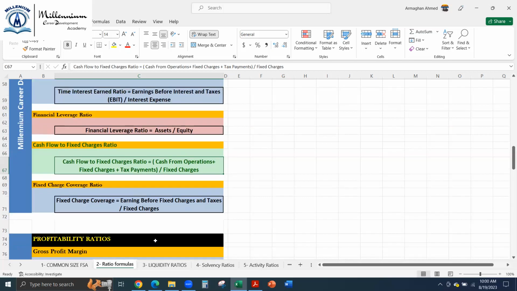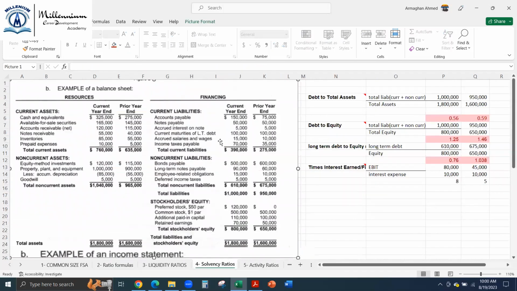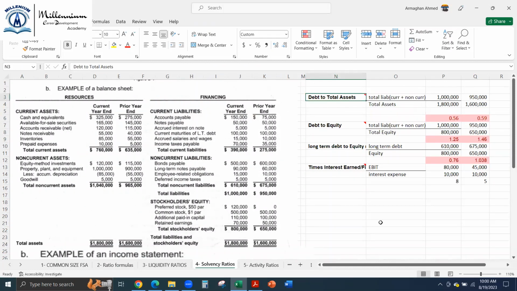So anyway, let's start. We will go to the formula, solvency ratio. Here is the question we have. So debt to asset ratio, that means total debt to total liability. How much do we have in this question?